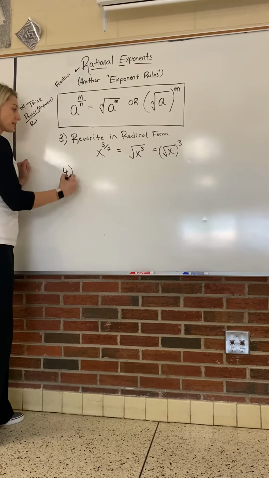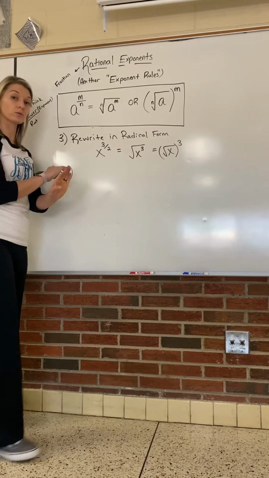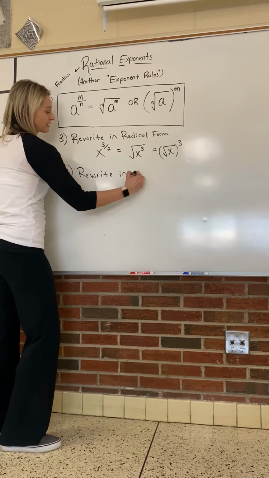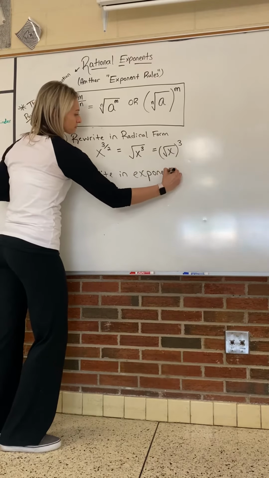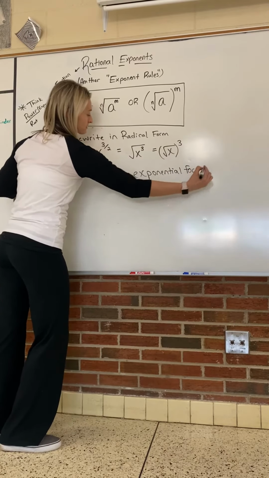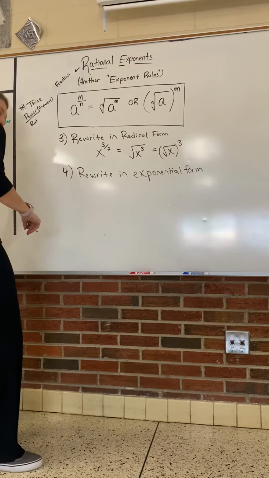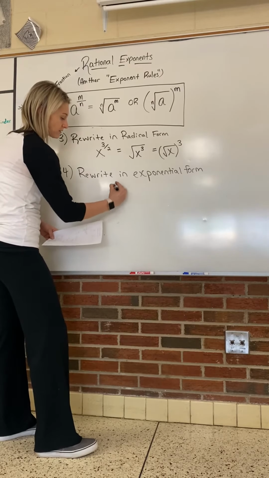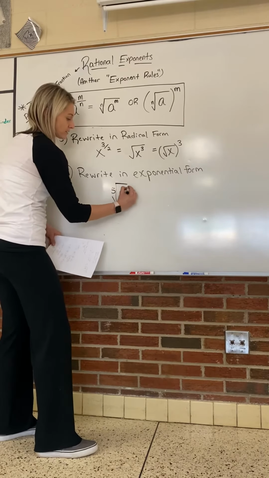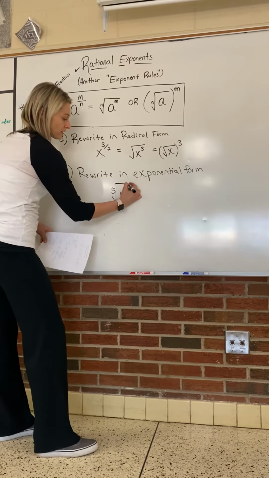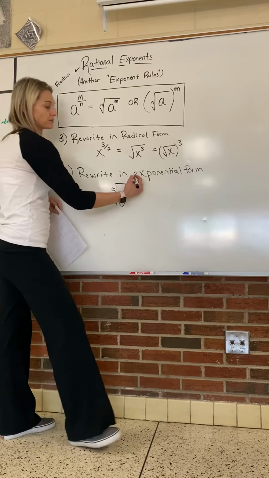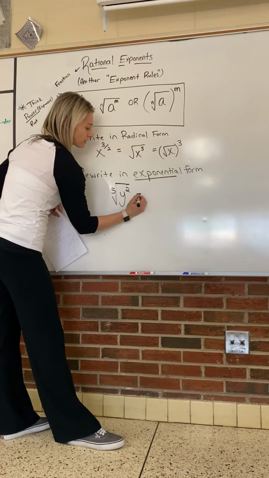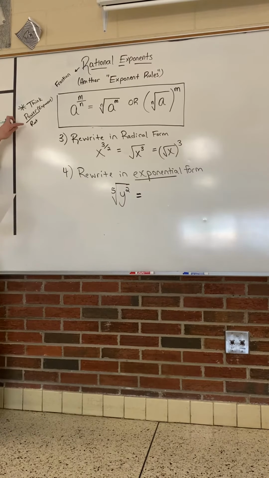So then another problem that they could give you is they could actually ask you to go the other way with it. So they could say, rewrite it in exponential form. Okay, so let me find my example here. They'll have it in radical form. So let's say that they have the 5th root of y squared. Okay, so if they have the 5th root of y squared and you have to put it in exponential form, that's actually working backwards. So you have to remember about that fraction. It's the power over the root.